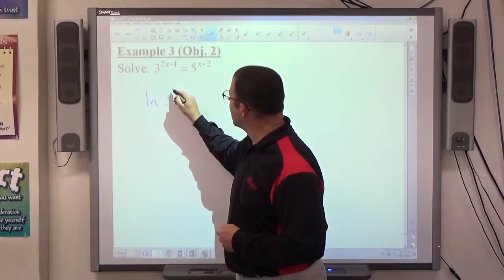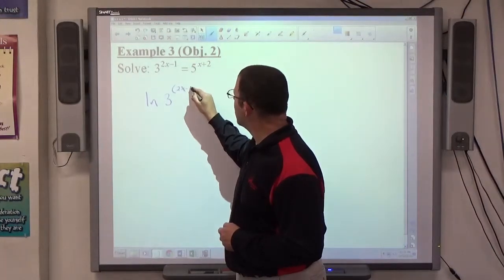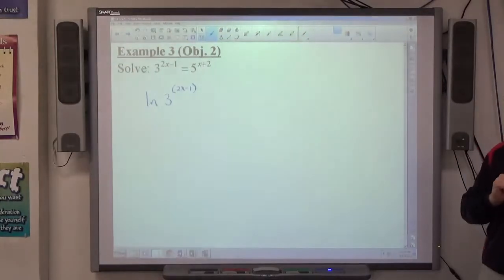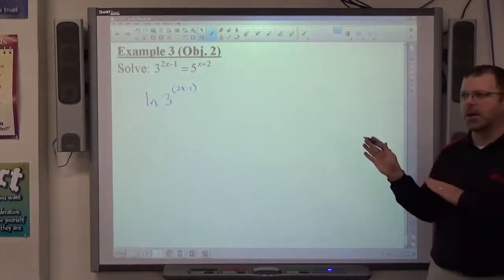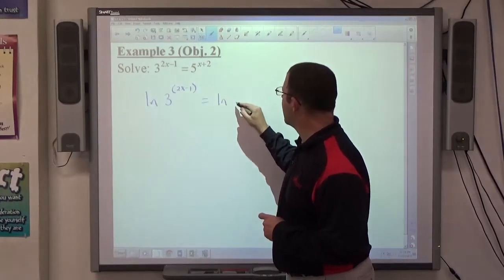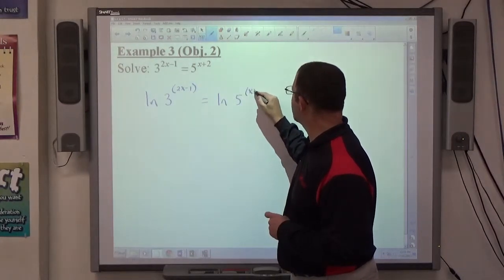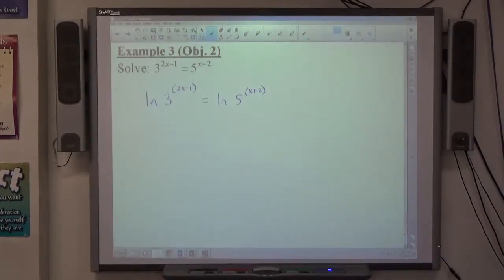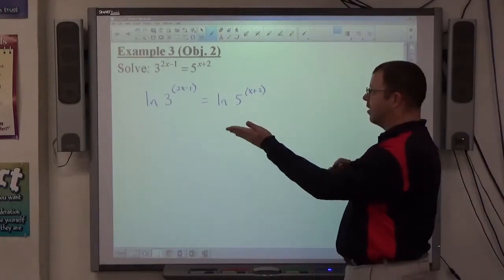ln 3. I'm going to recommend that you put 2x minus 1 in parentheses right off the bat, because that's where it belongs, is in parentheses. And if you put it right there, you might not forget to do it. And I'm going to log this side also, ln of 5 parentheses x plus 2, like so. Again, those things are still up in the power level of each of those logarithm statements. But the powers are 2x minus 1 and x plus 2.